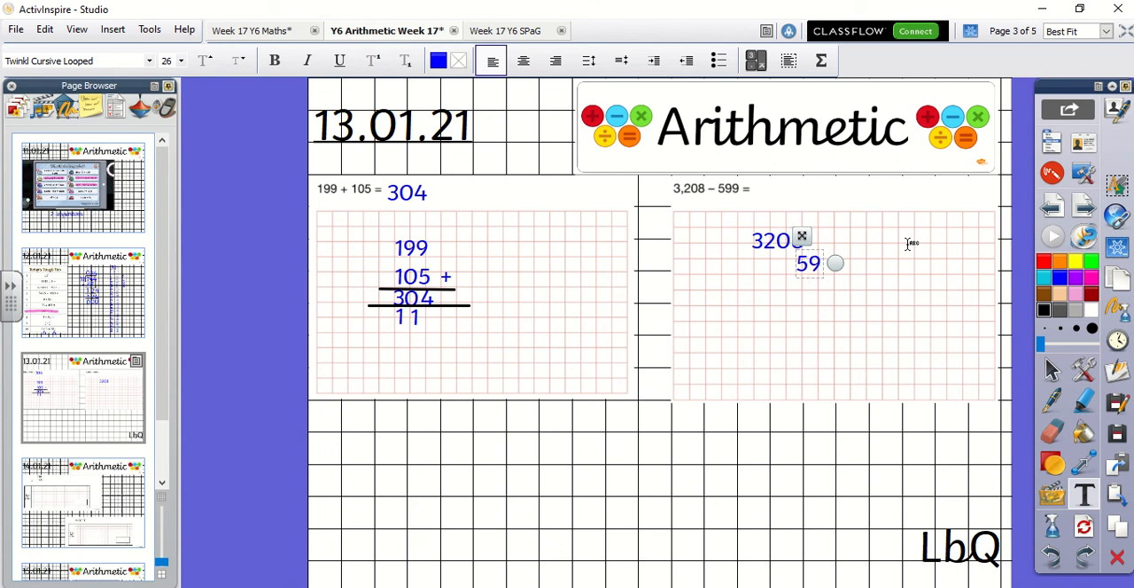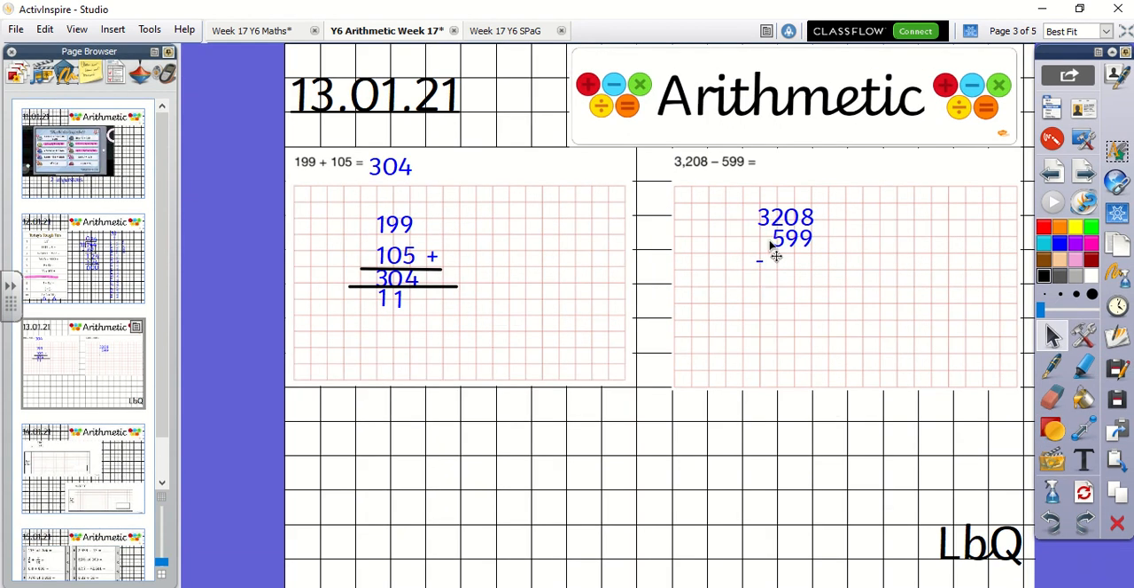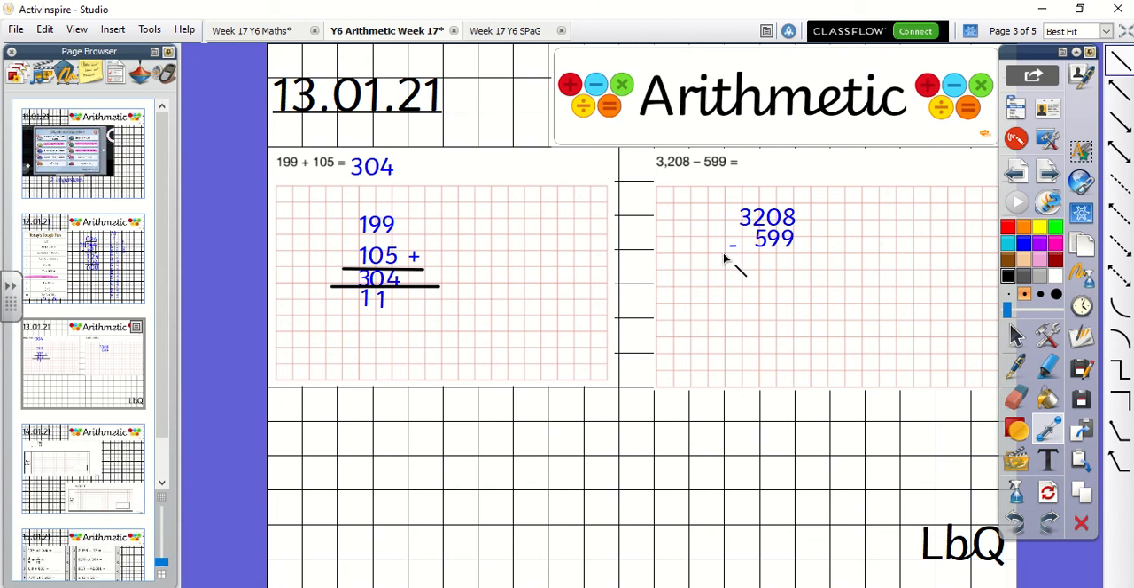So we're going to have 599. I'm going to move that across so it's all in the correct place value. There we go. And we are subtracting this time. So remember, you should not end up with a number that's bigger because you are making the number smaller. Just put my equal sign in there. There we go. So 8 subtract 9.